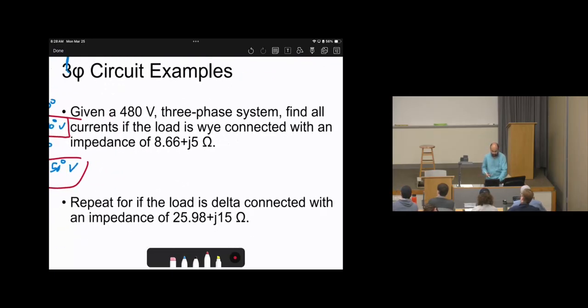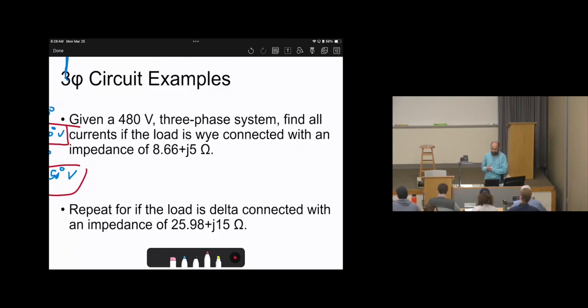Let's assume this example. Given a 480 volts 3-phase system, find all of the currents if the load is Y connected with an impedance 8.66 plus j5. And the second question, repeat if the load is delta connected with an impedance 25.98 plus j15. So how can I deal with these circuits? Let's try to analyze the circuit.